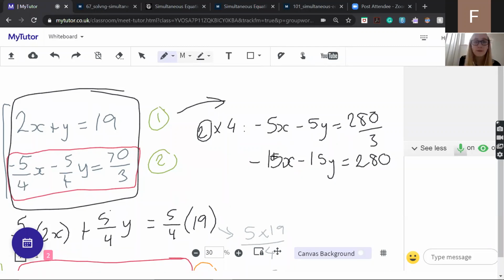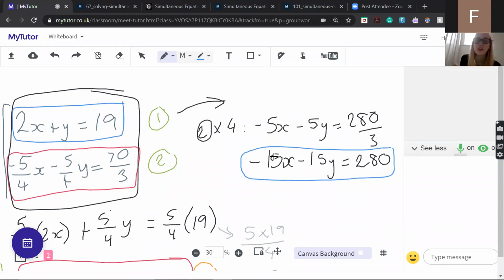And now we've got, I'll circle them in blue, this equation and this equation, which hopefully look a lot more familiar to you as two linear equations that we could solve. Does that way make a bit more sense?